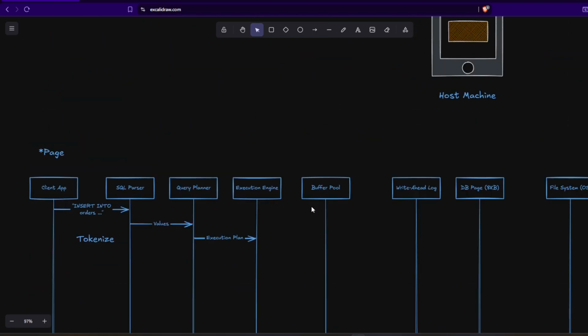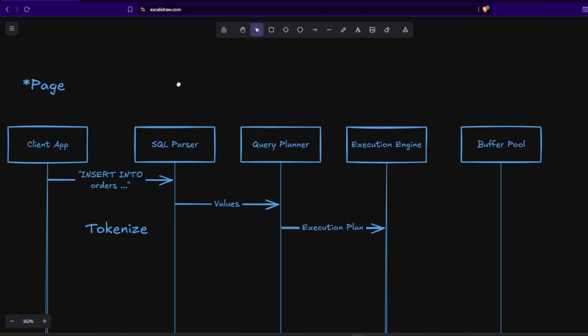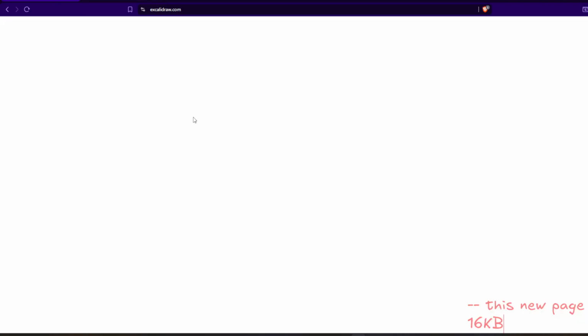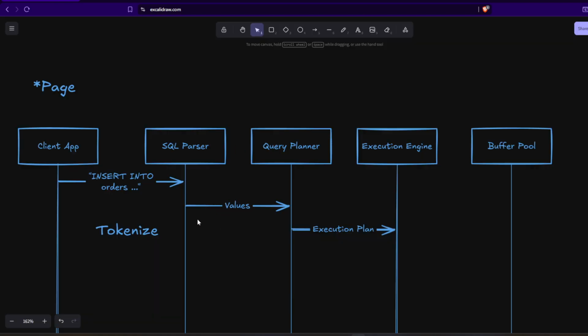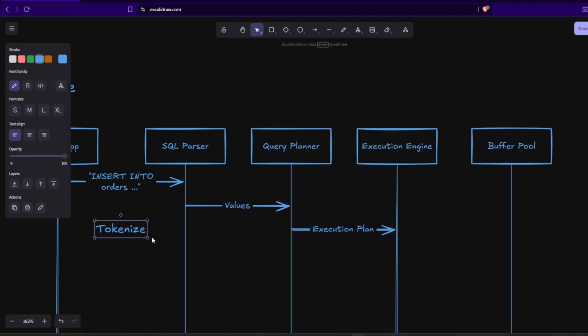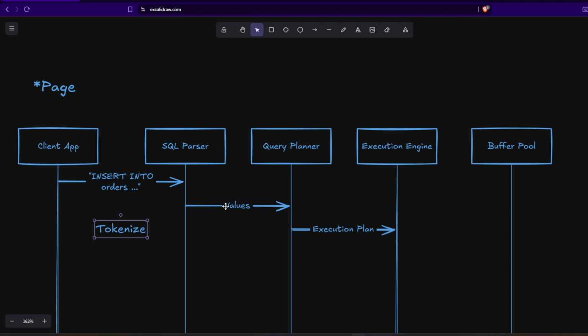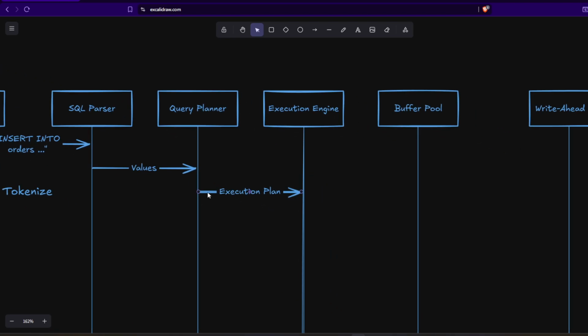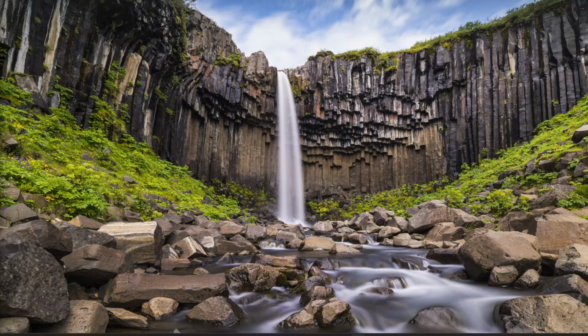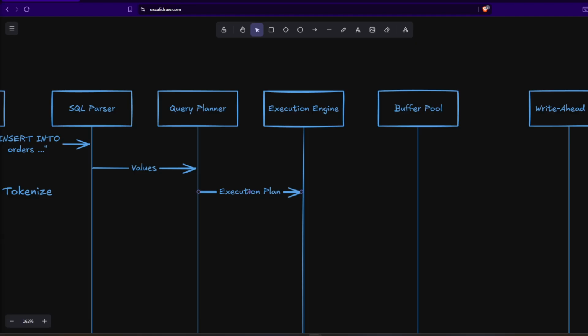Now let's revisit this. We have fired an insert into, and that insert gets tokenized, and after getting tokenized it gets converted to the actual values and is then fed into the query planner. We will come to that at a later point of time. Then the query planner outputs the execution plan, and that execution plan is fed into the execution engine. So now what does this execution engine do?